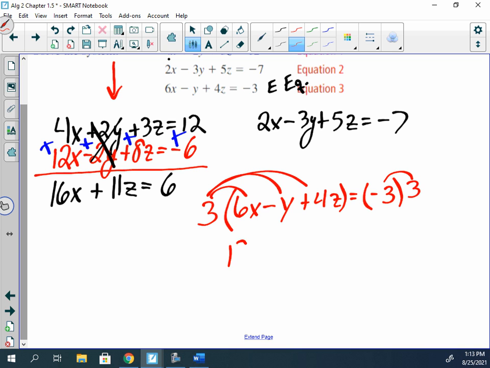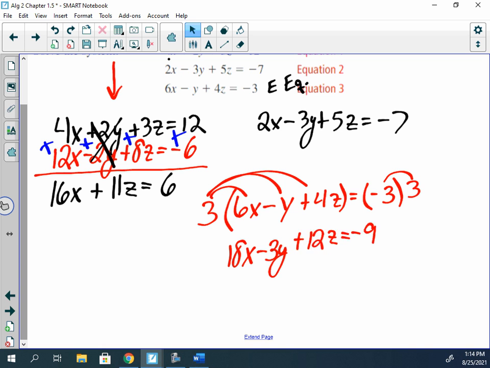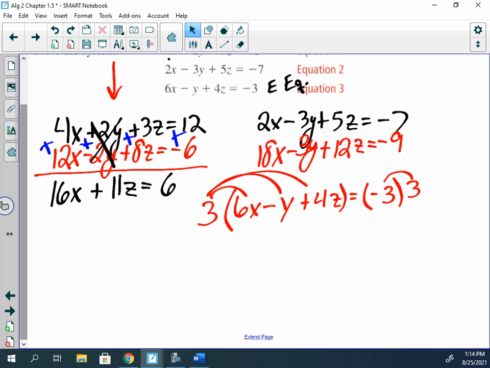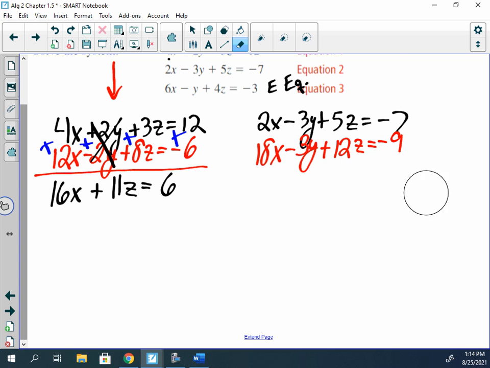3 times 6x is 18x. Minus 3 times y is minus 3y, and 3 times positive 4z is plus 12z equals negative 9. So we just distribute that 3 on both sides. And again, just like with the other equation, we'll put it right up underneath here.